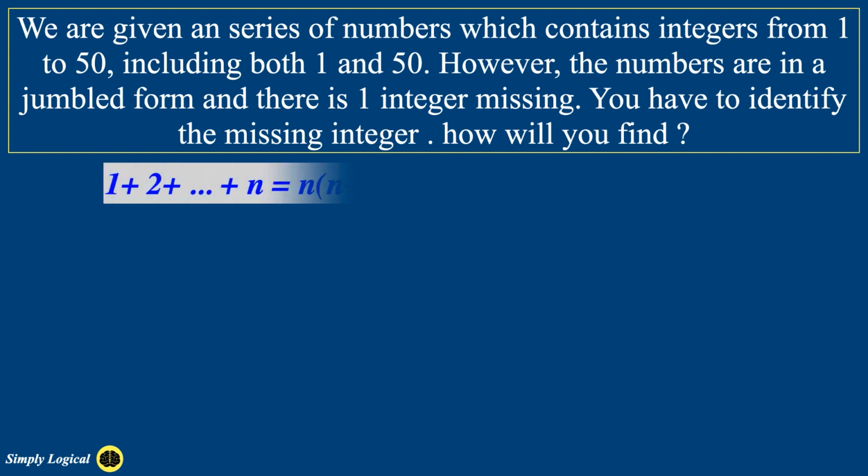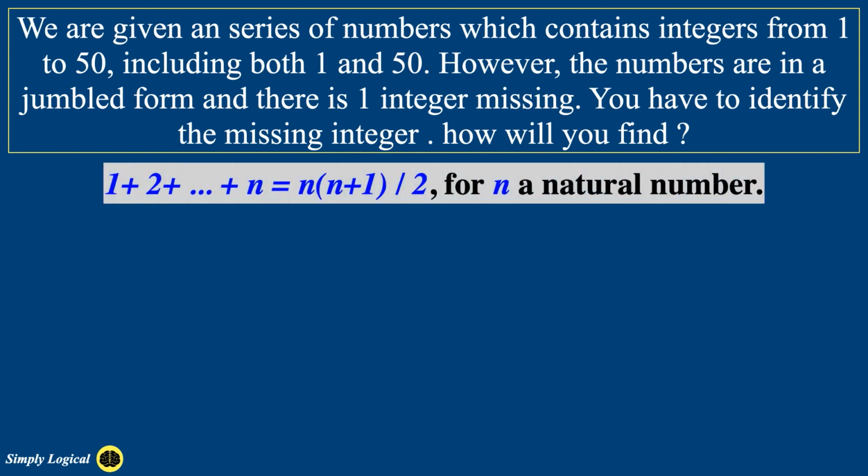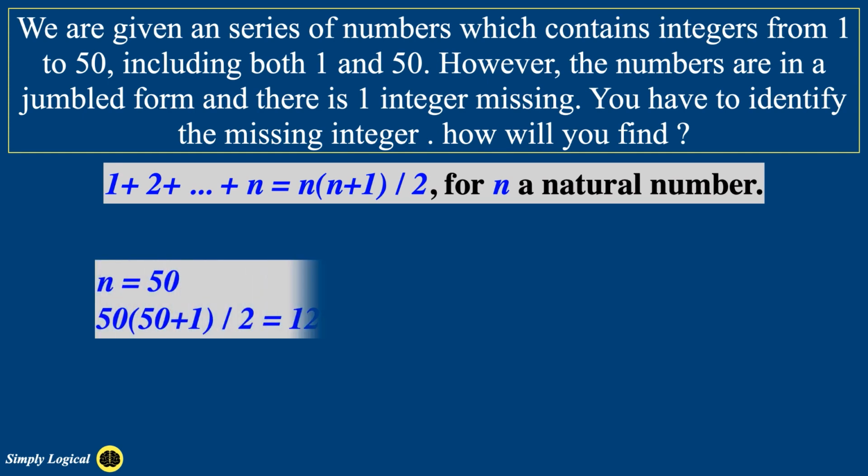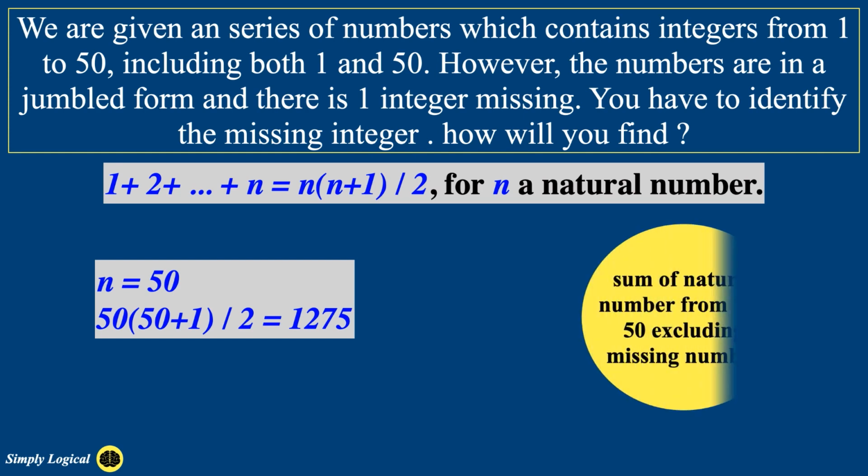We know that the sum of all the numbers from 1 to n can be calculated by using the formula n into n plus 1 divided by 2, where n is the last number in the series. In this case, n is 50. So therefore, the sum of all the numbers from 1 to 50 is 50 into 51 divided by 2. After solving, the sum of all numbers from 1 to 50 is 1275. Therefore, all we need to do is to sum all the integers present in the given series and subtract that sum from 1275. This is the same procedure that we followed for the previous problem as well.